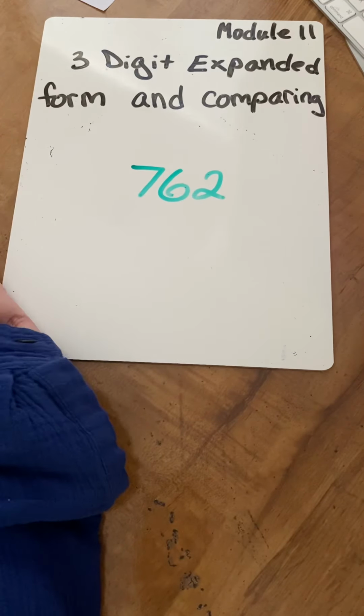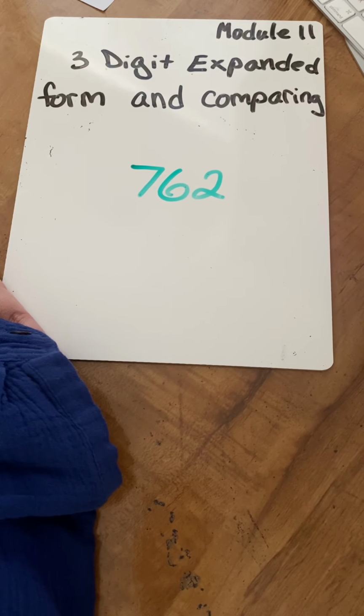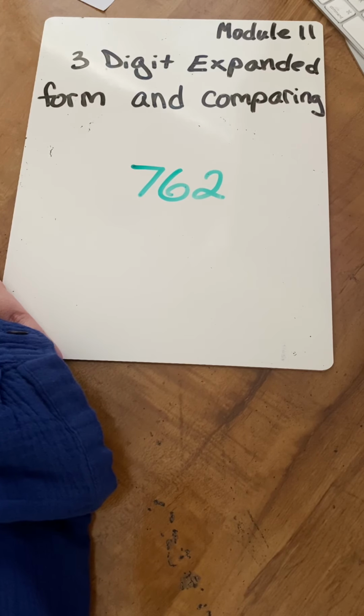762. Okay, friends, go ahead and put your HTO on. Now, if you think you can go ahead and write your number in expanded form, go ahead and try it. Let's compare and see if we get the same thing. Remember, write it the way it sounds. That's my hint to you.